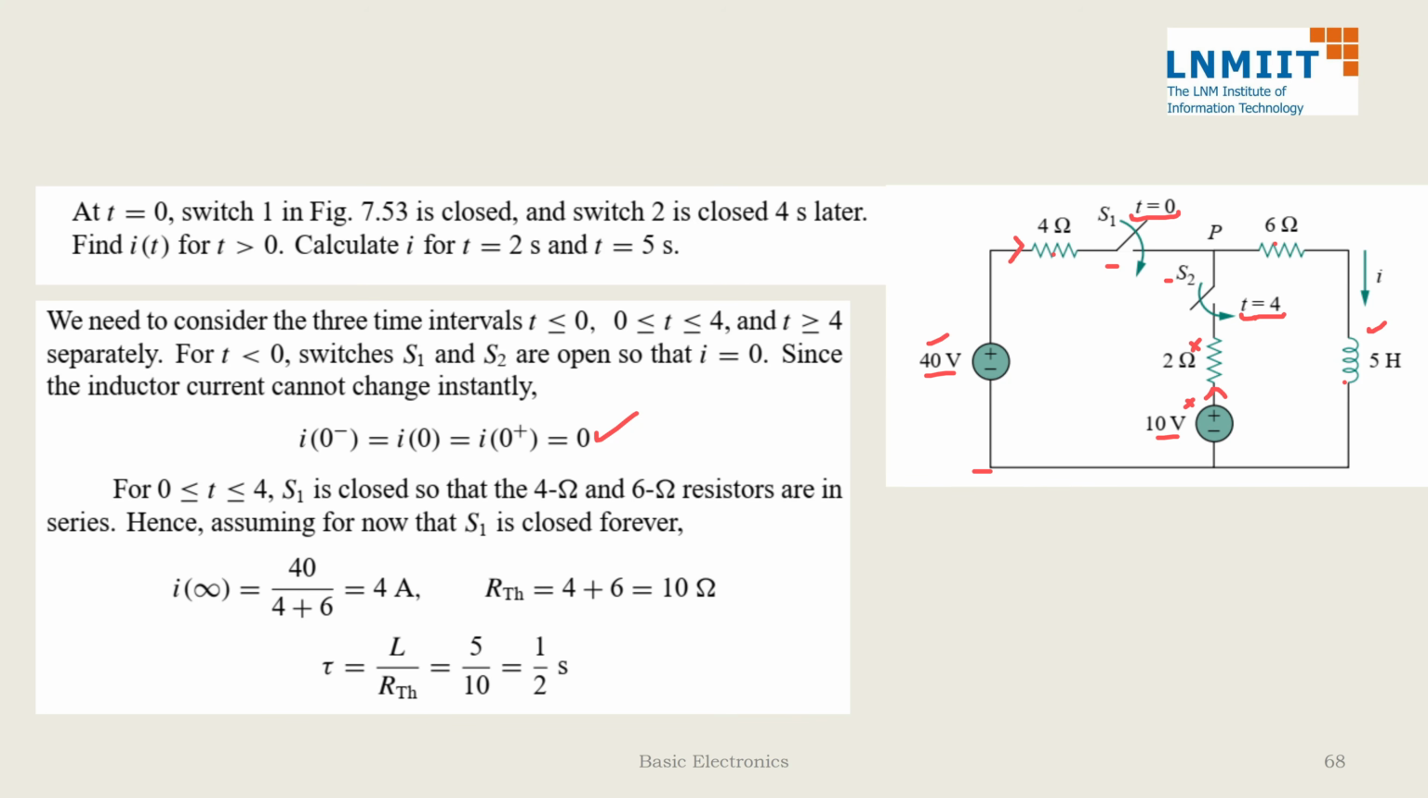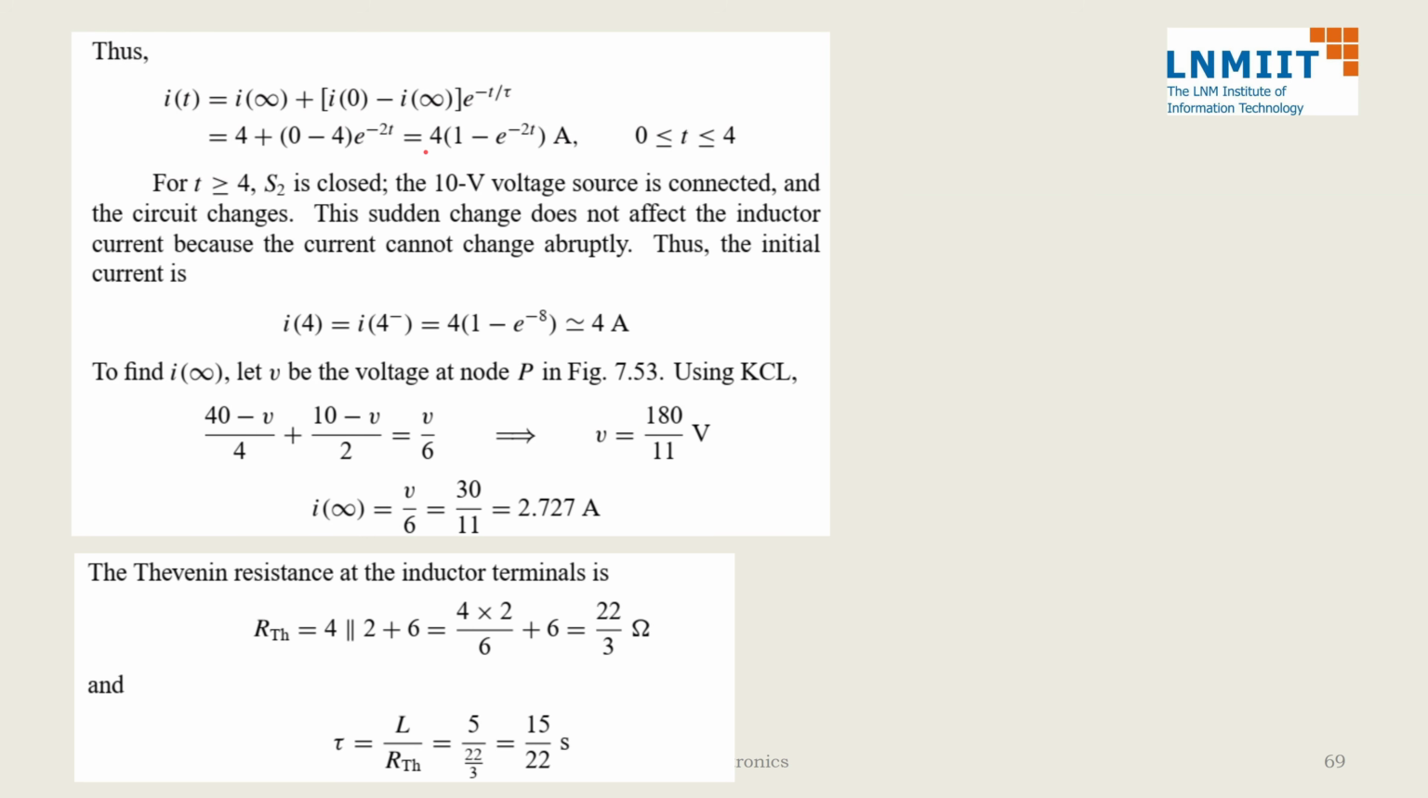Then what will be my I infinity? That will be 40 divided by 10, 4 ampere. And what will be tau? Tau will be L by R. What is L? L is 5. What is R? 4 plus 6, 10. So I got tau also. That means my equation for t greater than 0 is I infinity plus I initial minus I infinity, times e raised to power minus t by tau. So I got this equation.